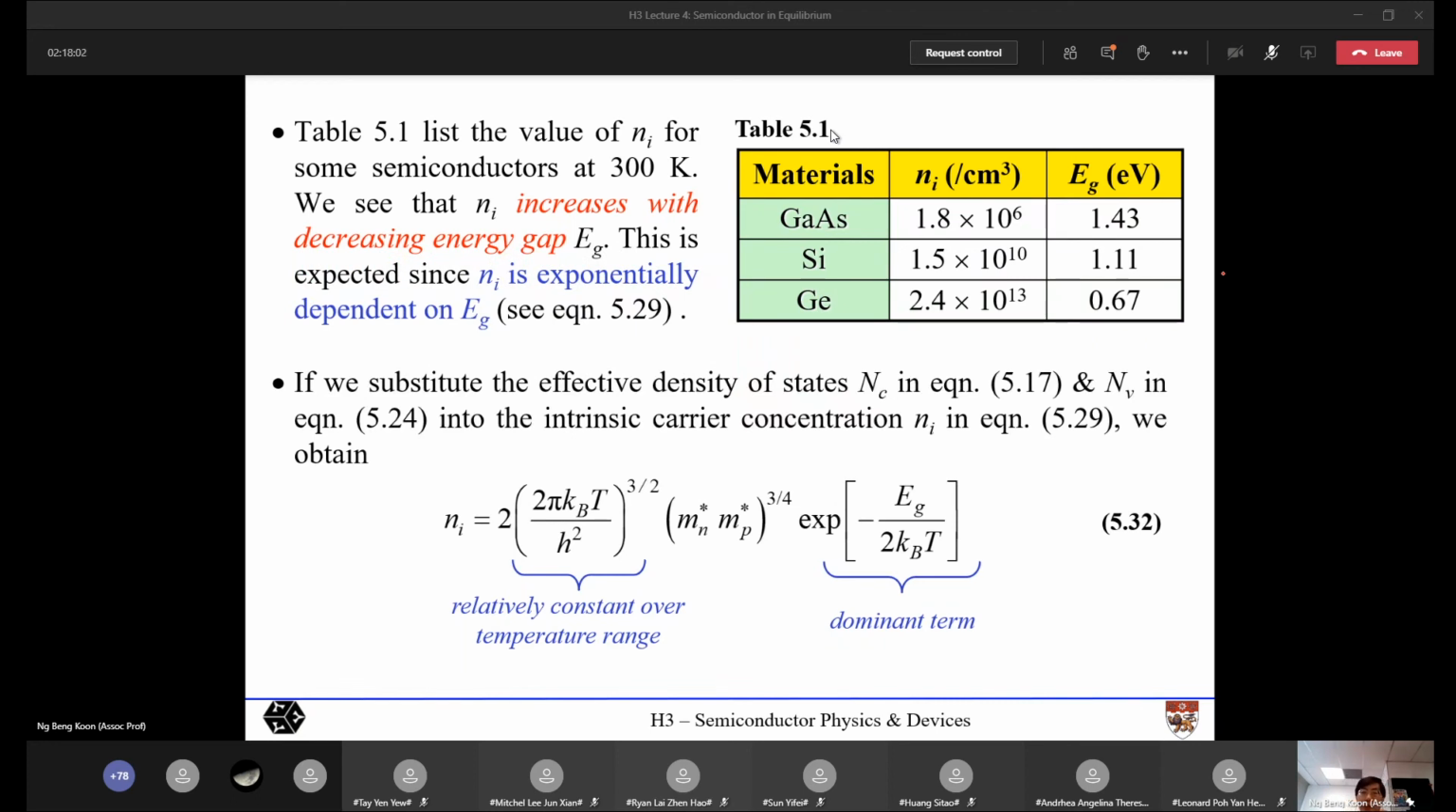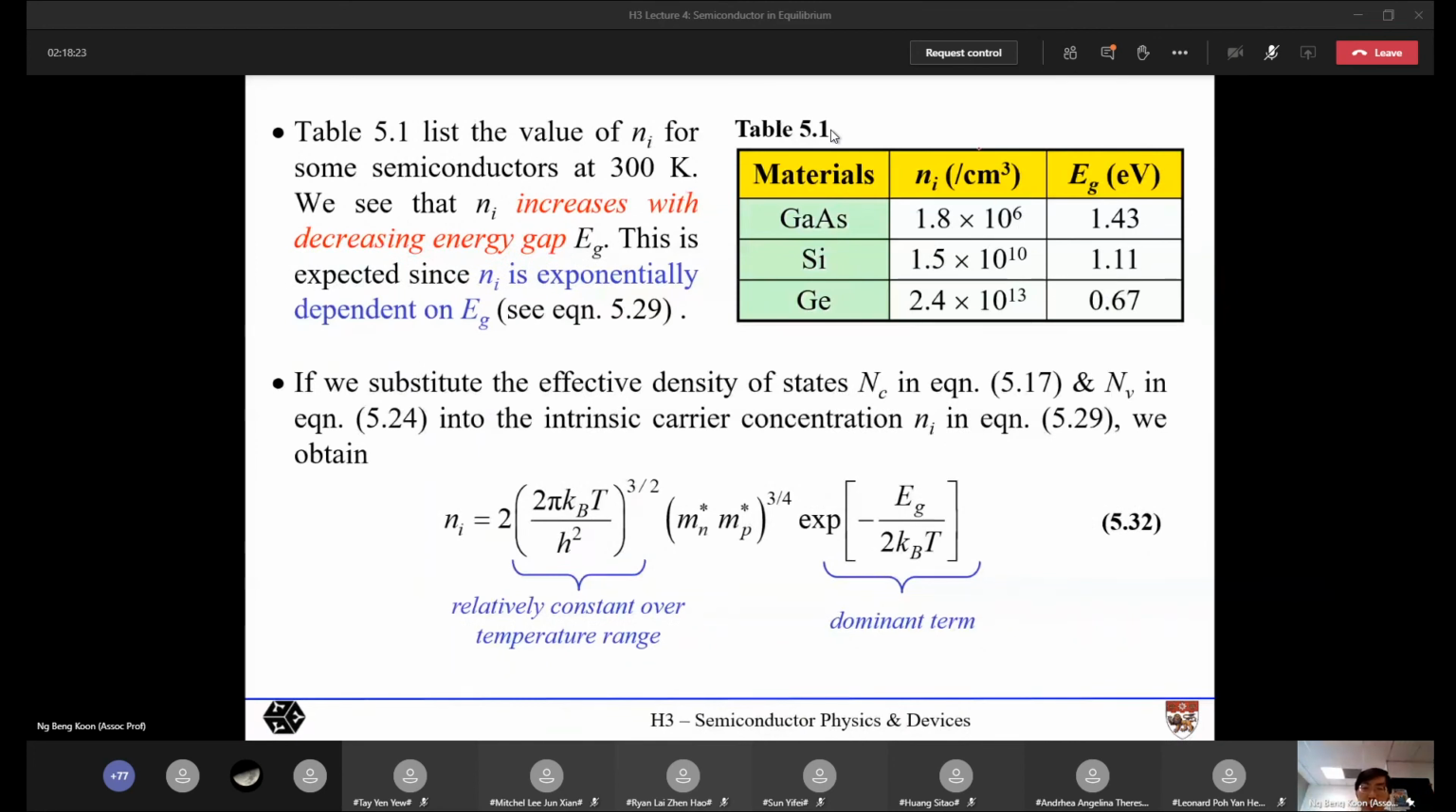Because if you have a semiconductor that has a larger band gap, at the same temperature, the barrier is larger. So the band-to-band transition, in this case, will be lesser, right? And you expect the number of electrons and holes that's created to be smaller than that of silicon with a smaller band gap, because the barrier is larger, okay?